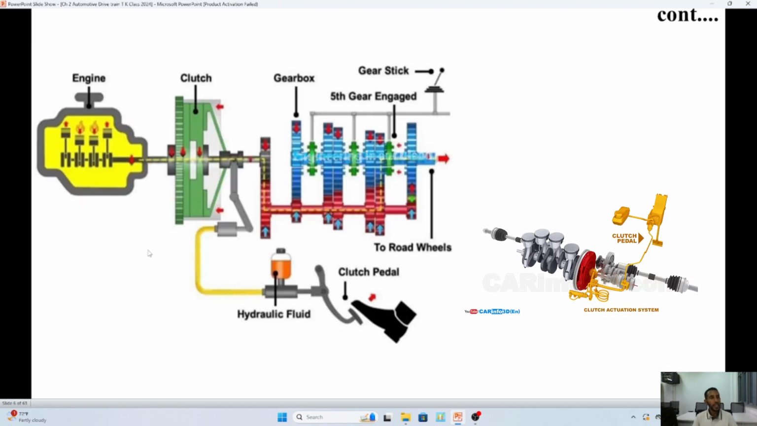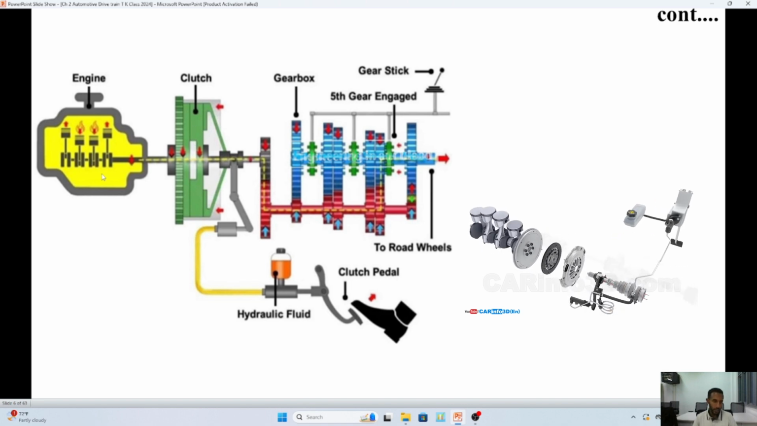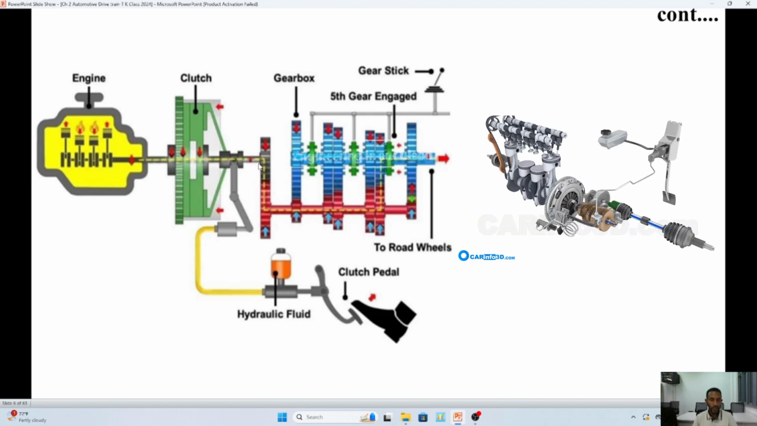So when you see the clutch, as you obviously know, the engine will be at the front and the clutch is the intermediary between the gearbox and the engine. So if the engine is running and the driver wants to stop the vehicle, the pedal will go down and it will create an opening here.